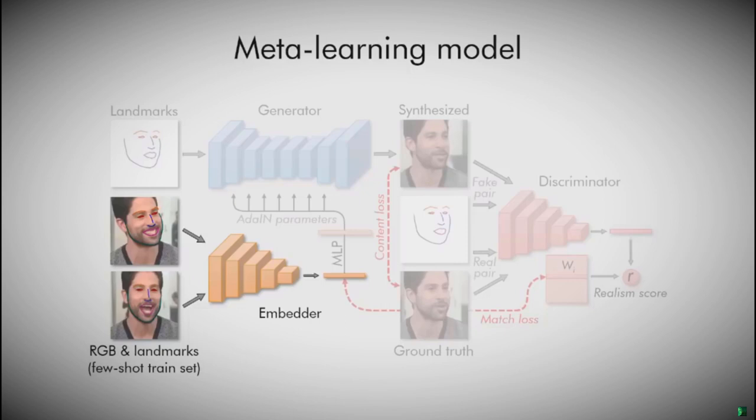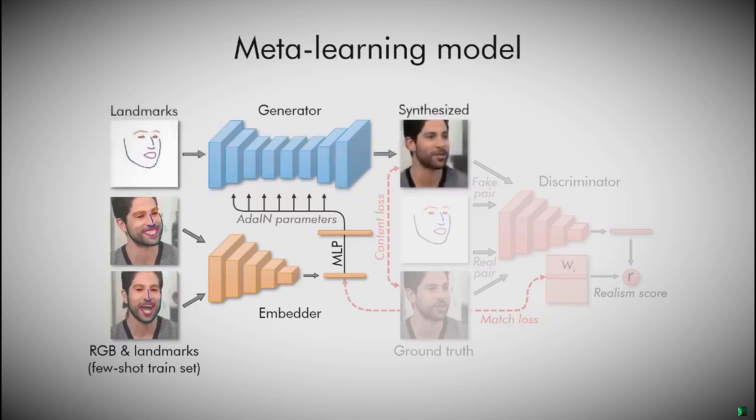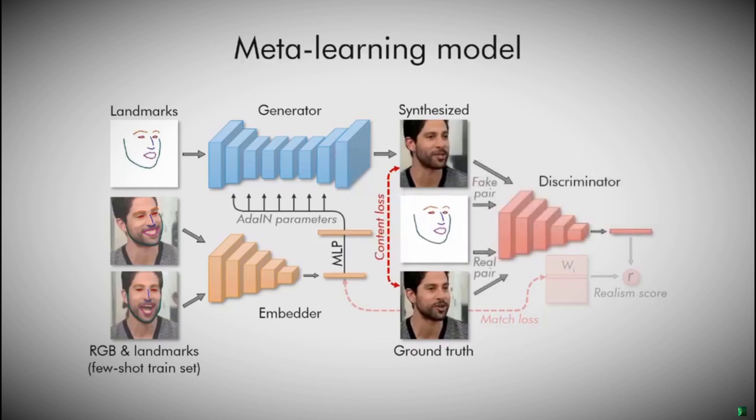These vectors are used to initialize the parameters of adapted layers inside the generator network, which maps landmarks into the synthesized video. Finally, the discriminator network assesses the realism, pose, and identity preservation of the generated frames. Better identity preservation is achieved via having a trainable embedding vector inside the discriminator for each training video. For more details, please refer to the paper.